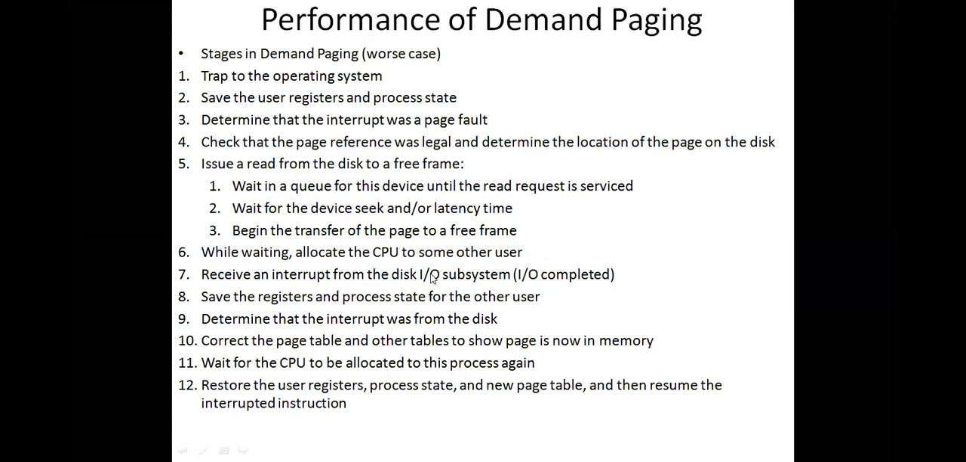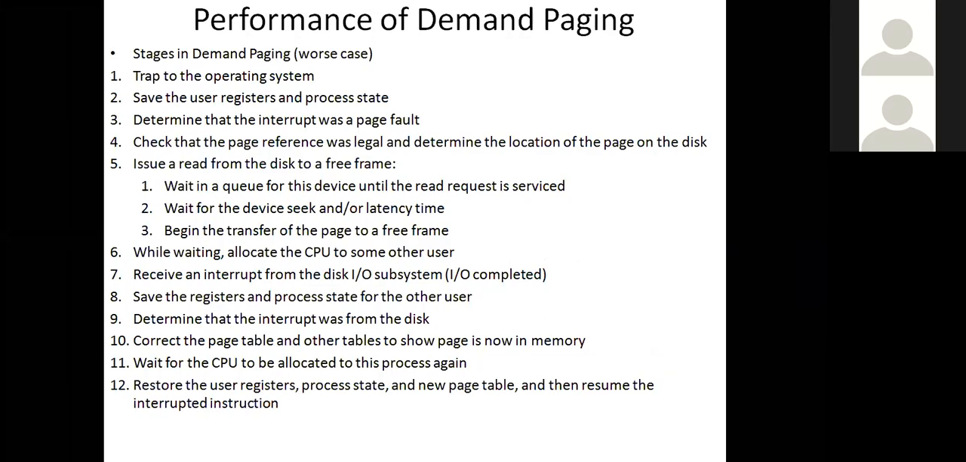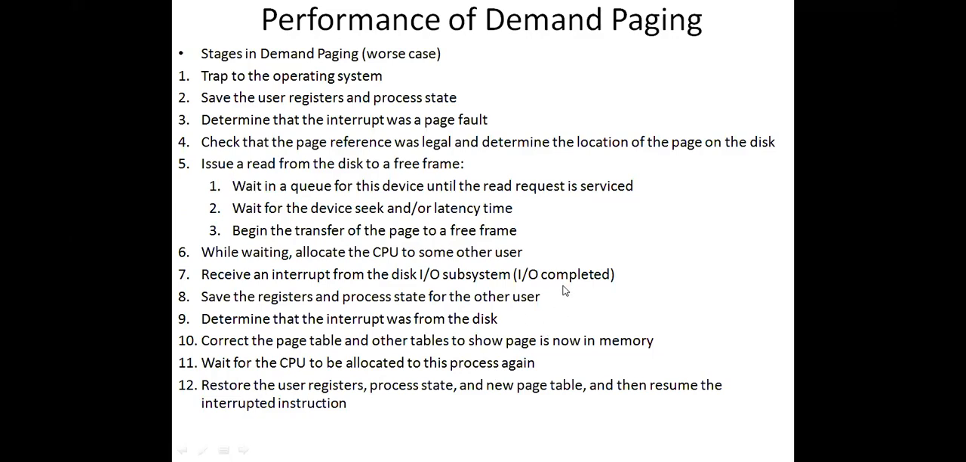Whenever we receive a signal or interrupt from the IO subsystem saying IO complete, that means the required page is loaded into the main memory from secondary memory. Earlier we switched the CPU from this process to another process, right? Again, we need to switch the CPU from that process back to our process. For that purpose, we need to save the registers and process state of the other process.